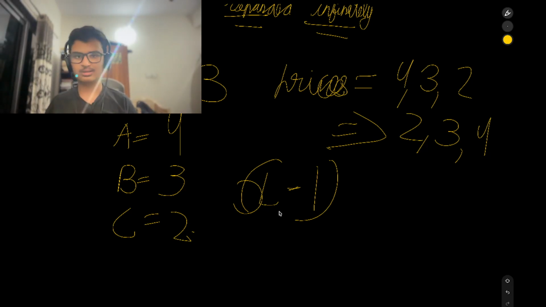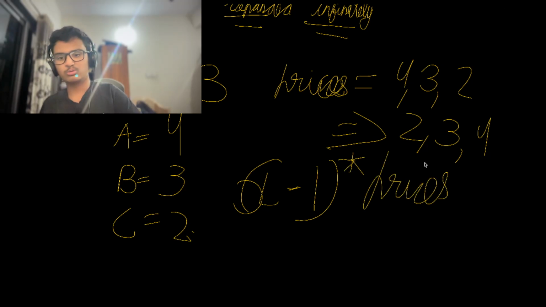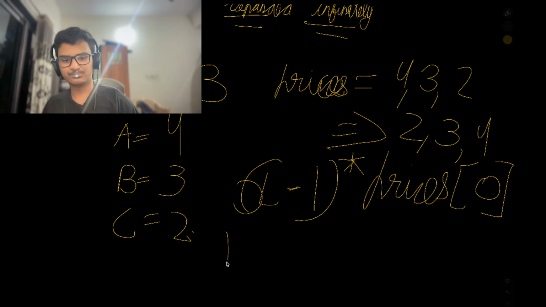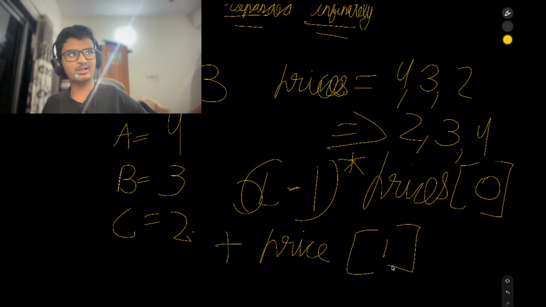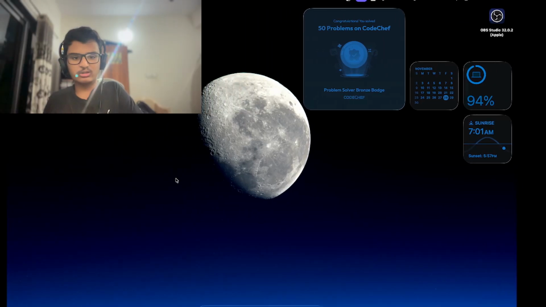That makes sense? Hope so. So x minus 1 into a into price is 1. So the first price is 0 because array indices start from 0. Basic programming trivia. And then we are going to add the price of the second lowest thing here. So I think this was our basic problem here, and we can start with the next problem.